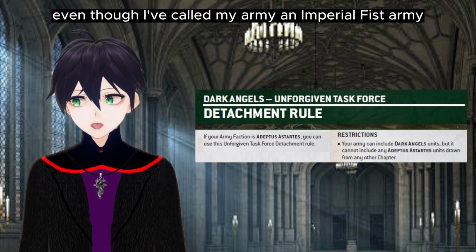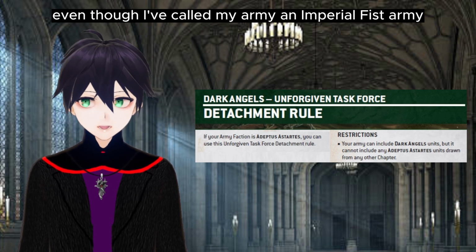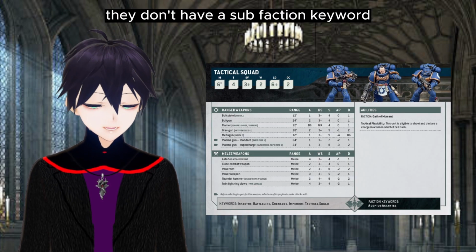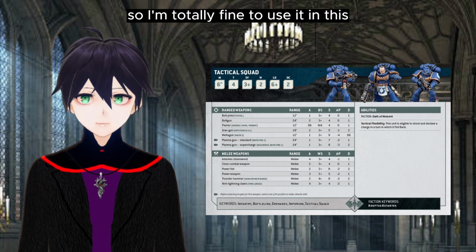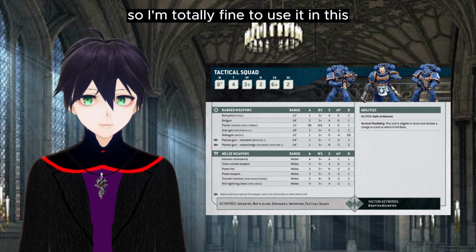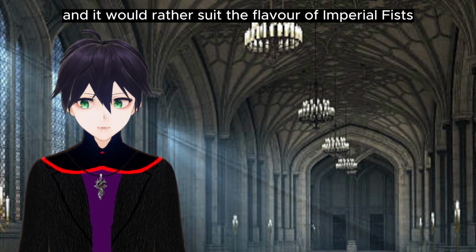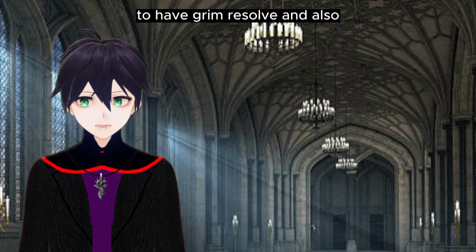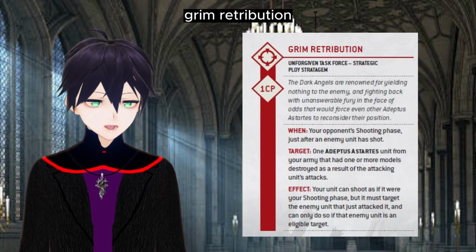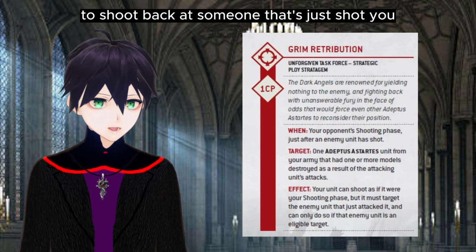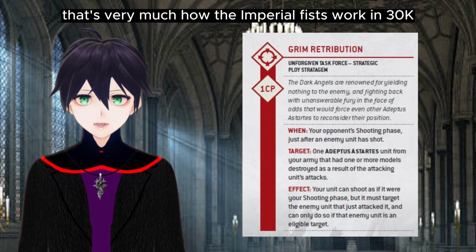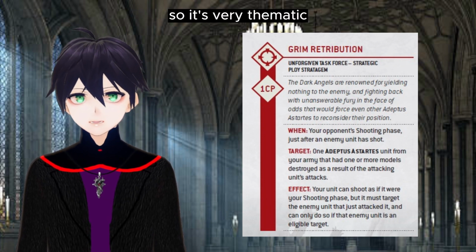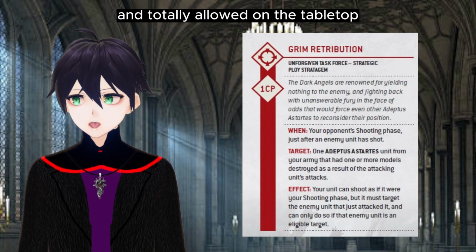Now, even though I've called my army an Imperial Fist army, the units, like this one, don't have a subfaction keyword, so I'm totally fine to use it in this Unforgiven detachment. And it would rather suit the flavour of Imperial Fists to have Grim Resolve, and also Grim Retribution to shoot back at someone that's just shot you. That's very much how the Imperial Fists work in 30k, the Horus Heresy game. So it's very thematic and totally allowed on the tabletop.